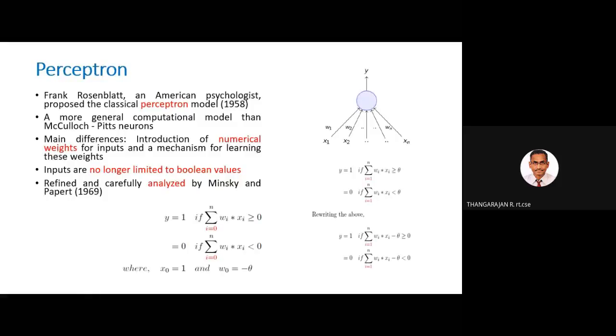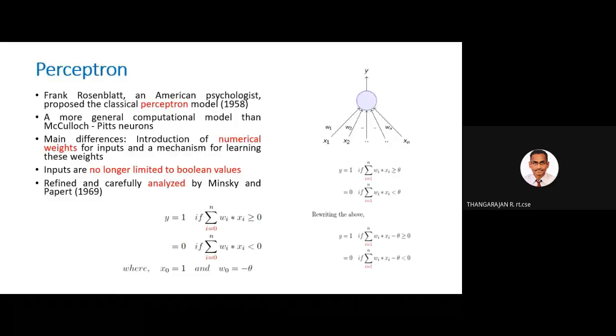Okay, and in that case, now my i varies from 0 to n. The summation of w of i into x of i should be greater than or equal to 0 if the output has to be 1. Otherwise, if the summation for i equal to 0 to n of w of i into x of i is less than 0, in that case, output is 0. I think this is a clear representation of what I call a perceptron.